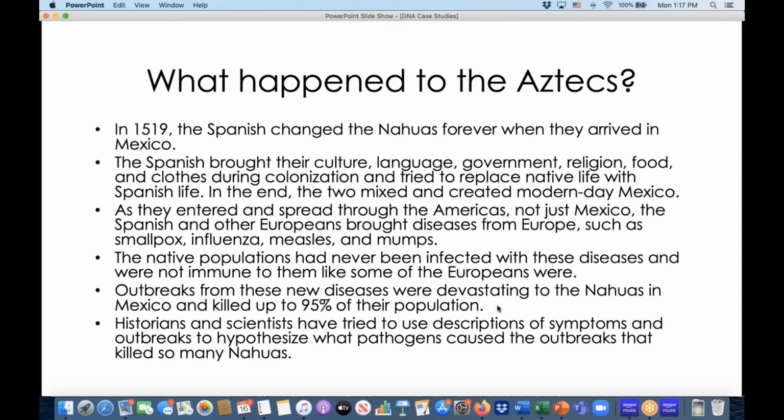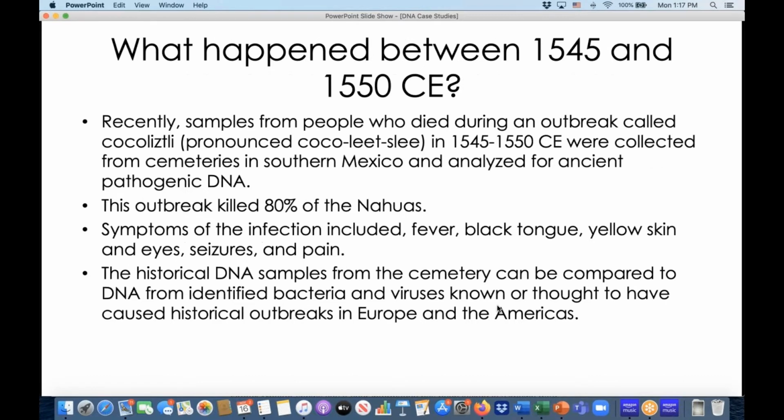Stacy was able to develop what I'm about to tell you based on a publication. We try to give authentic sequences and authentic stories. Between 1545 and 1550, there was a massive outbreak, and I'm not even going to try and pronounce it, Kokolitzli. But biological samples from people who died during that outbreak were collected from cemeteries in southern Mexico. The scientists were able to analyze and get sequences for pathogenic DNA. This was a serious outbreak. It killed 80% of the Nahuas.